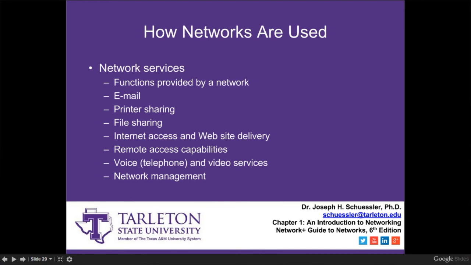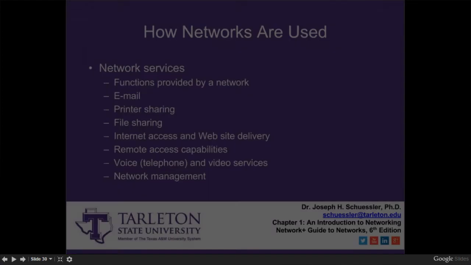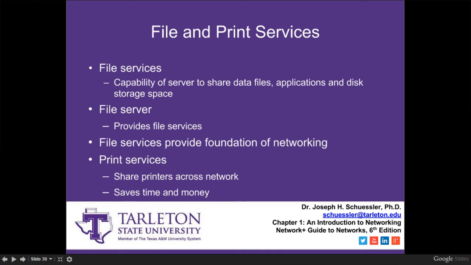So how are networks used? Well, they can be used in a lot of different ways. There's a lot of services that are provided by networks, and these include things like email, print sharing, file sharing, internet access, remote access, voice, network management. These are all things that we've come to expect our networks to be able to provide. So file and print services, these are probably the two most common services that we expect to be able to do on our network. File services allow us the ability to create files, share files, distribute files, store them, etc.